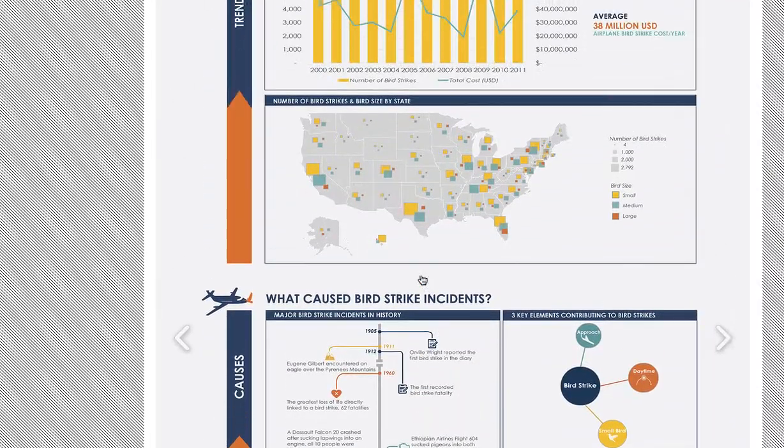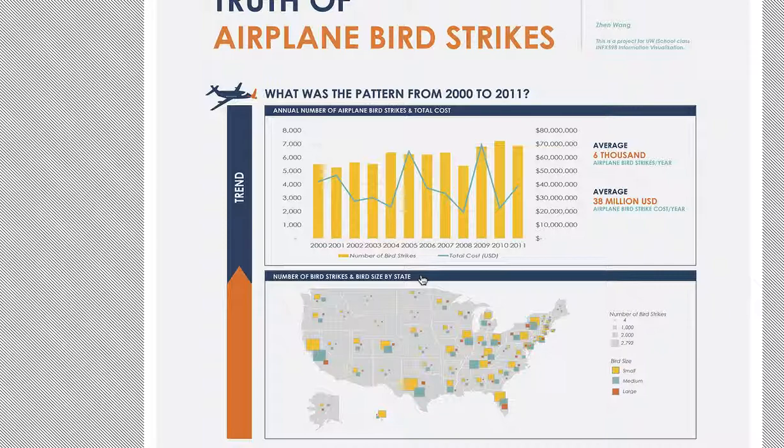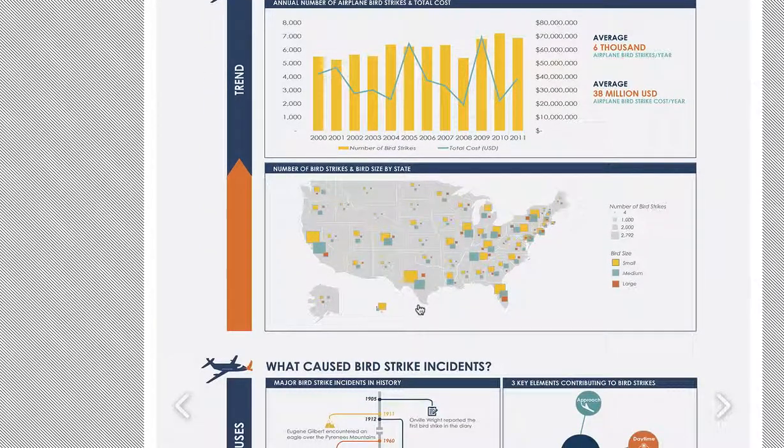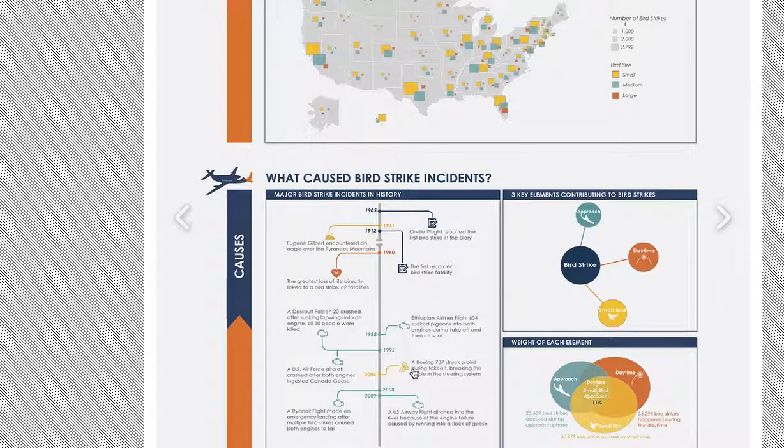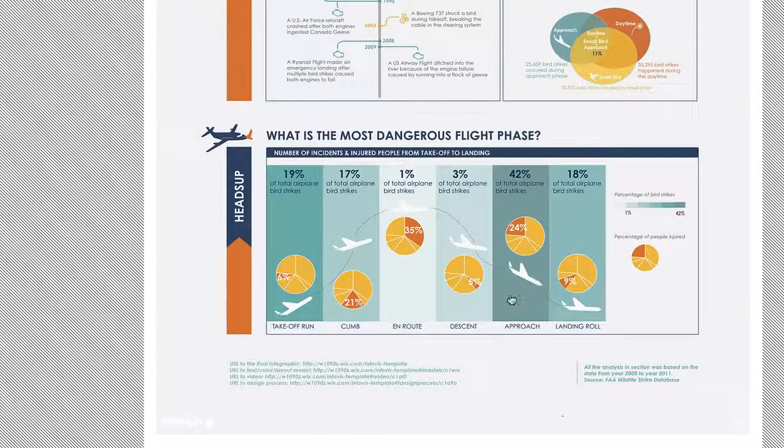In terms of other related information, this chart on the top provides an overview of the total number of bird strikes and total cost. In addition to displaying the bird strikes in different states, the map also provides information on the size of the bird and the relevant proportions. This time chart also provides evidence of some mechanical failures caused by bird strikes. And the last one provides the percentage of injured people due to bird strikes.